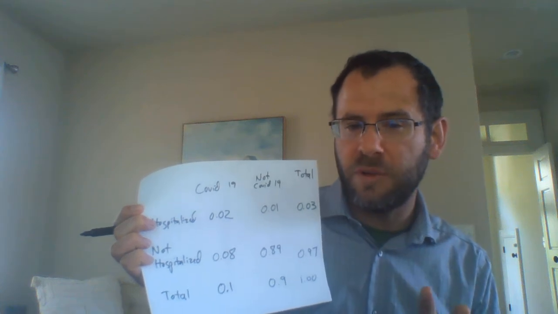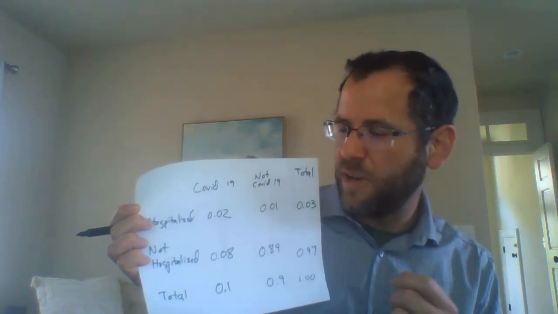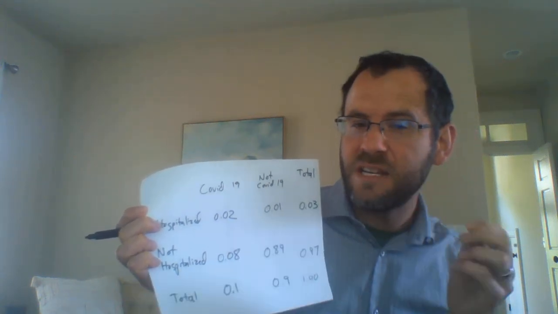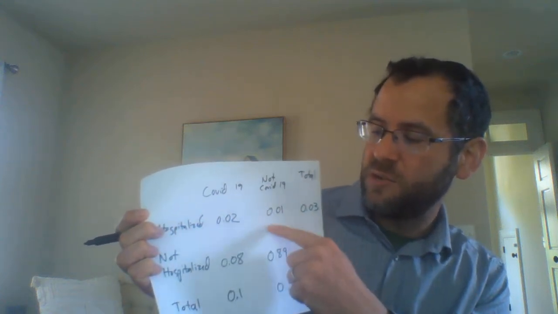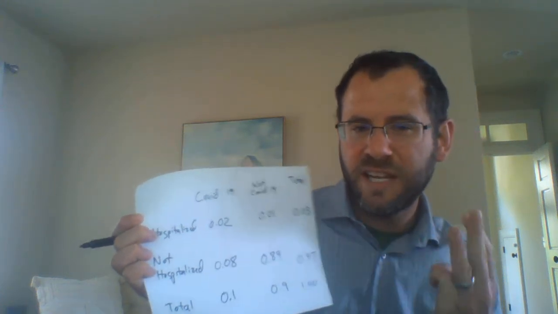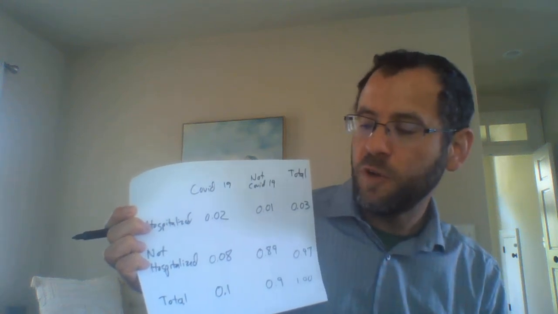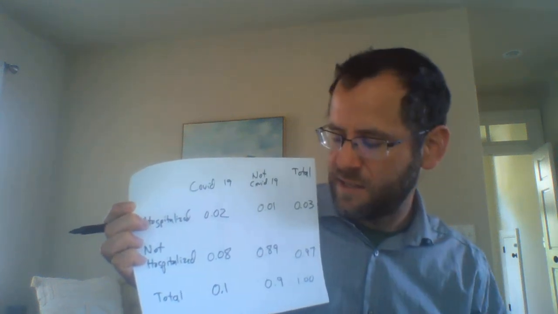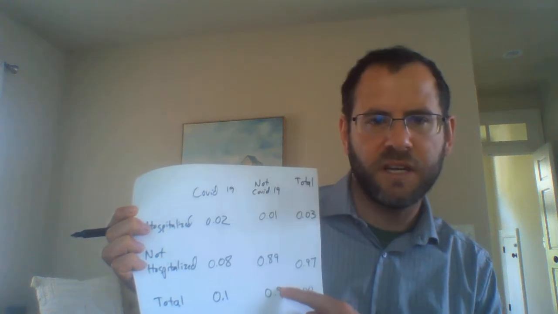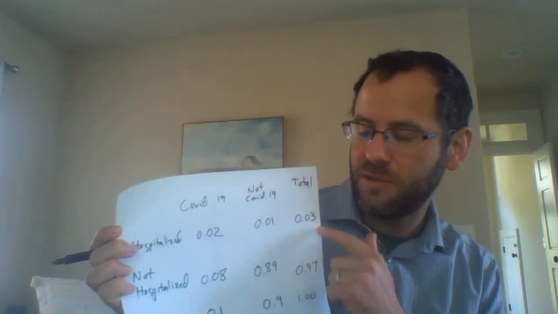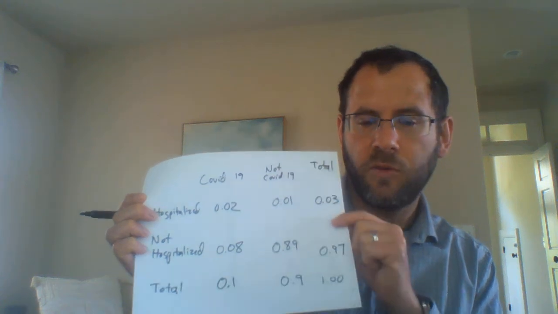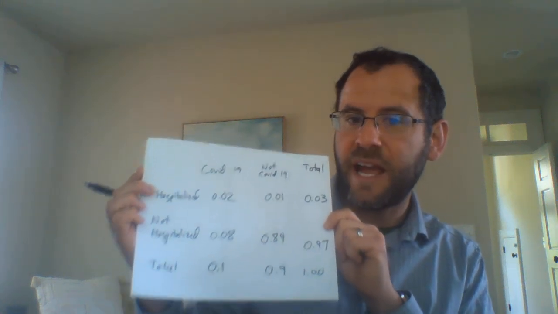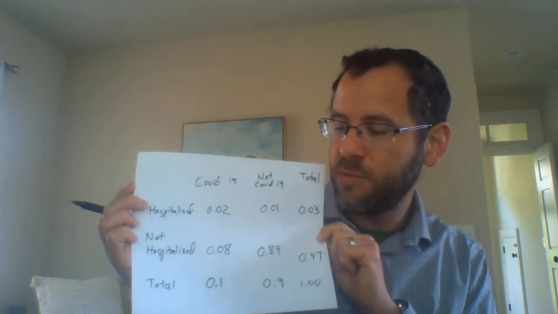Notice those are joint probabilities. I'm asking about two things happening at once, right? And so I could ask, what's the probability someone does not have COVID-19 but is hospitalized? Well, not COVID-19, hospitalized, that's 1%. So we just answered 3 questions really quickly, right? We could also answer questions about these marginal probabilities. What's the probability someone does not have COVID-19 in this town? We look down here, 90%. What's the probability someone is in the hospital? 3%.